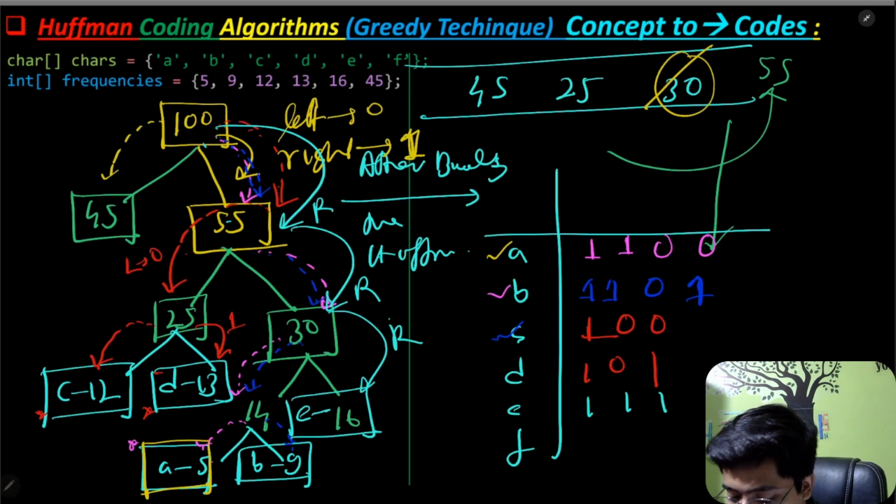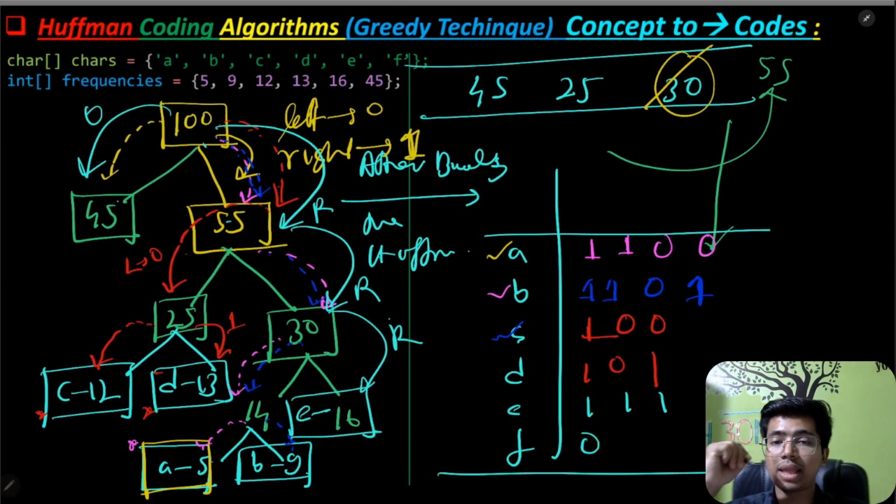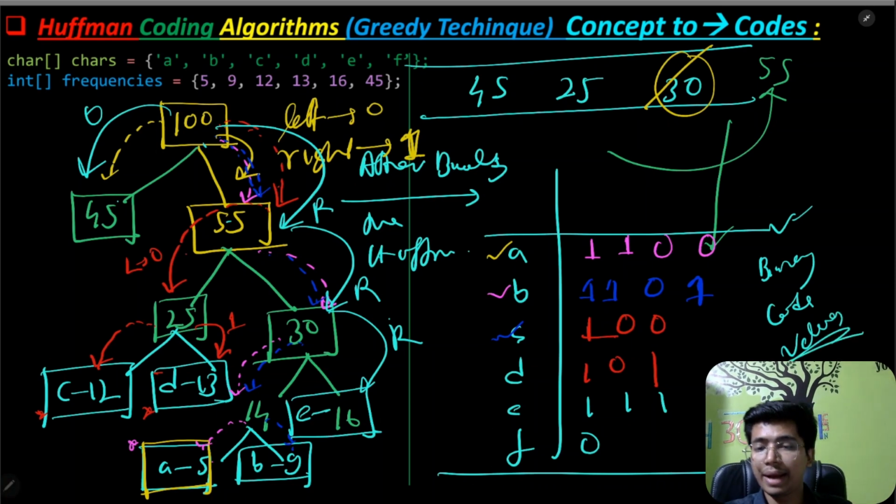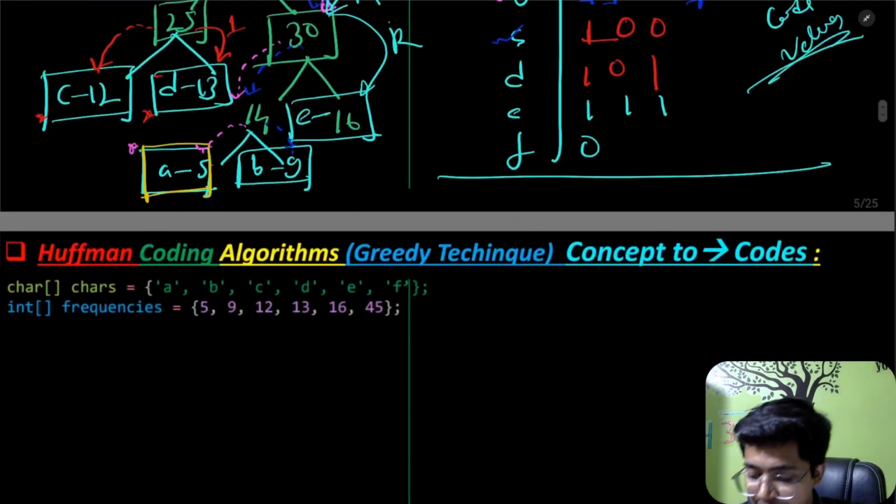And F, now we need to find F. F is 45, and this is 45, and this is in the left section, so we'll be putting 0 here. So in the F we'll be putting 0. So this is the construction of Huffman's coding algorithm, that we figured out the codes, the binary code values, what values to assign, and now we need to build this entire binary code through the algorithm.